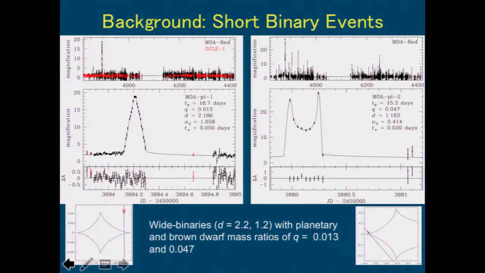And another example is here. This is also the data points around one night. It's very short, but it shows a clear double horn, typical of caustic crossing. And we found this event is crossing a caustic created by a brown dwarf mass ratio.